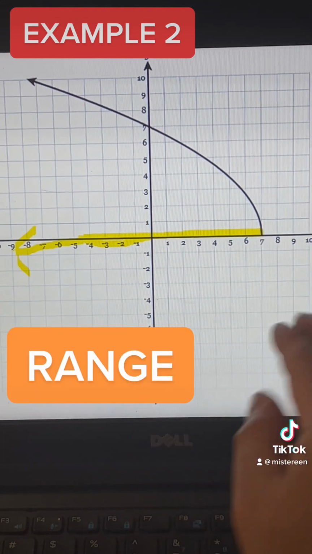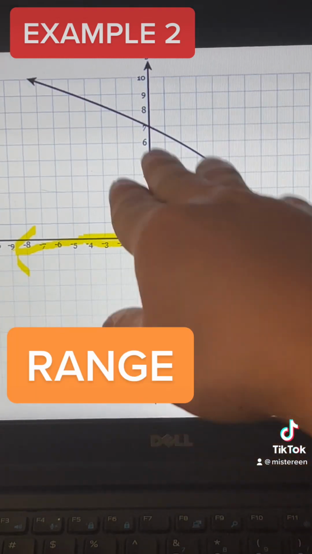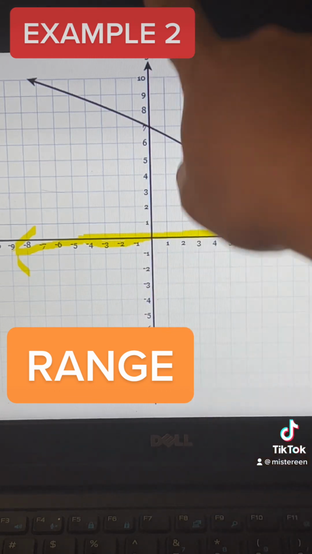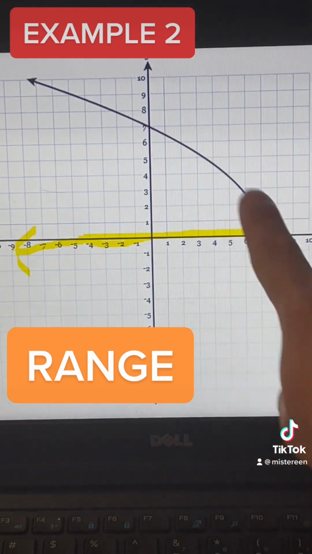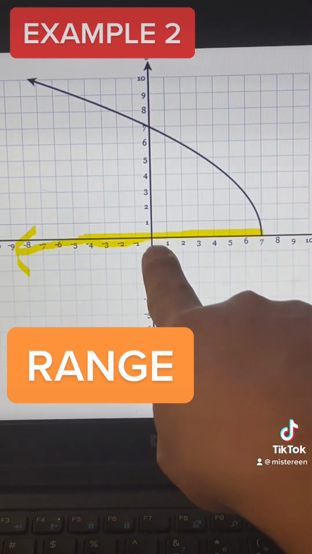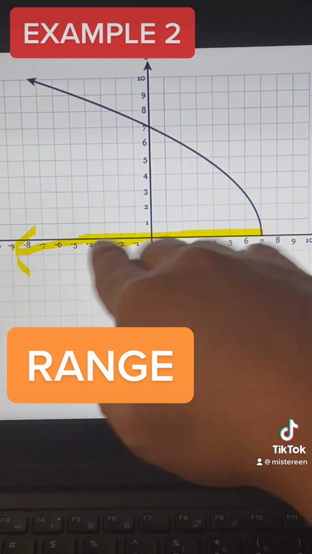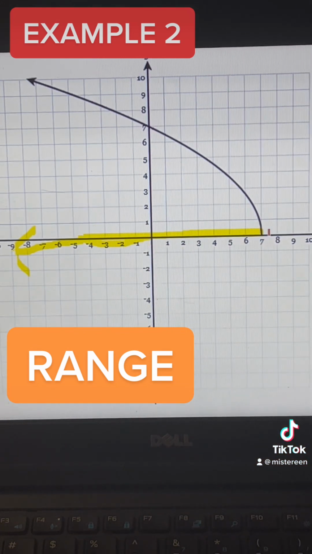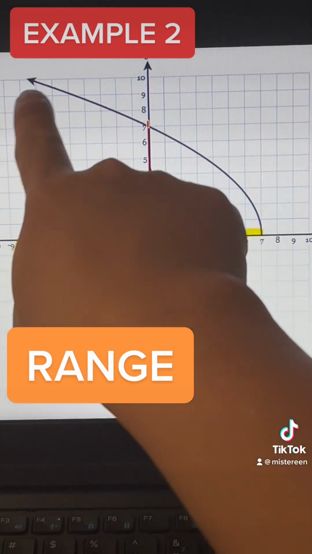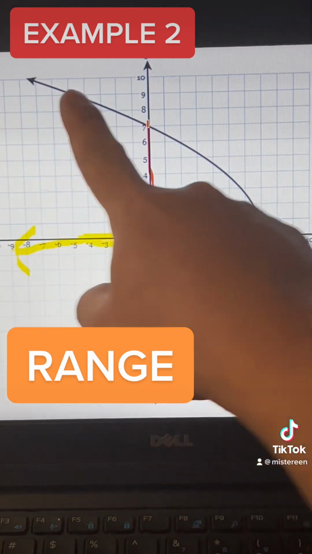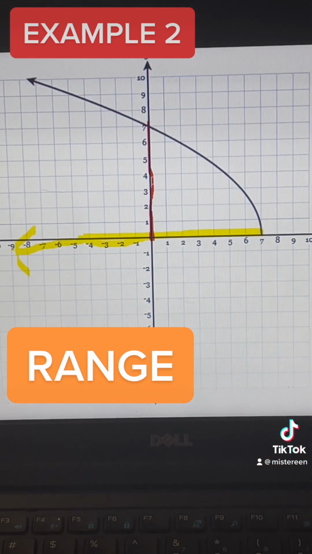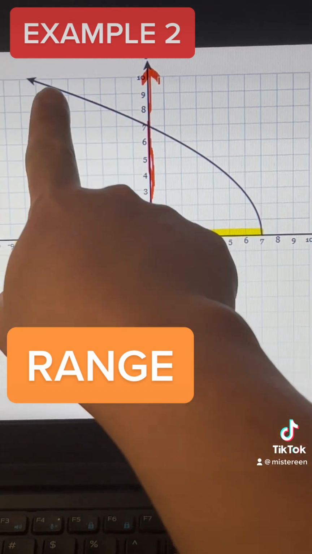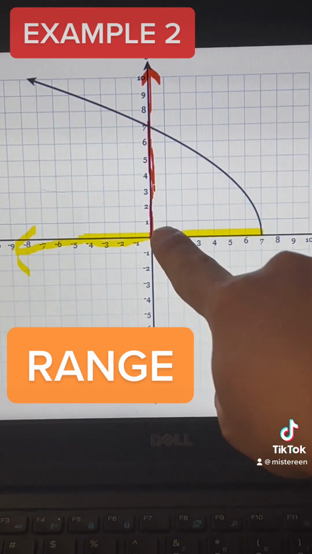Next is the range. Remember, for the range you need to know the lowest part of the graph up to the highest, because you're using the y-axis. As you can see, the lowest part of this graph is here, which is at 0. I don't see an open circle, so that means it's a closed circle. So it starts from 0 and goes up all the way. Because there's an arrow again, this part goes infinitely up. So the range will also go infinitely up because of that arrow. So from 0 up.